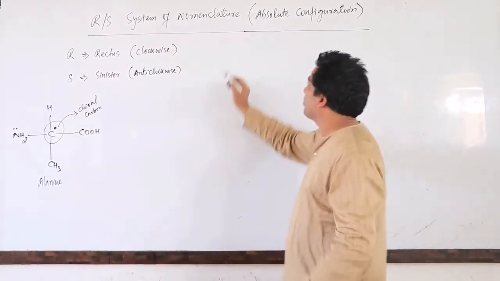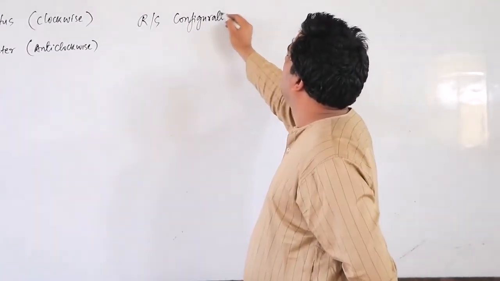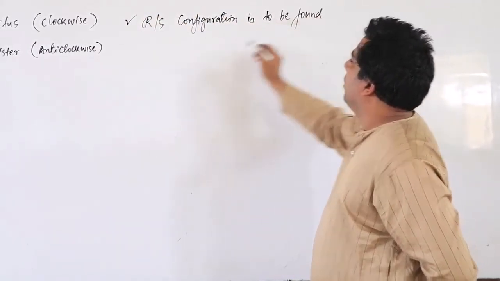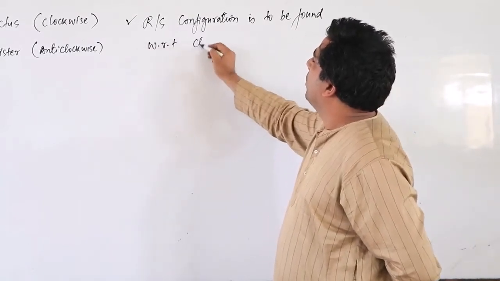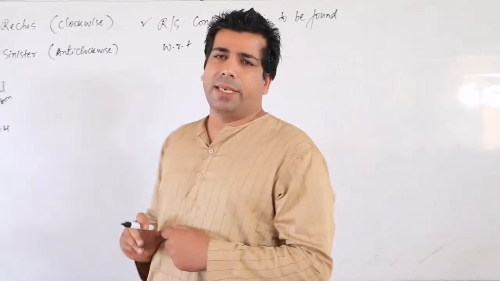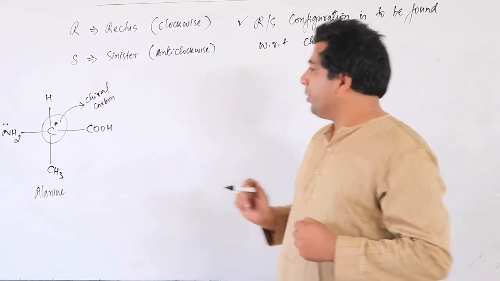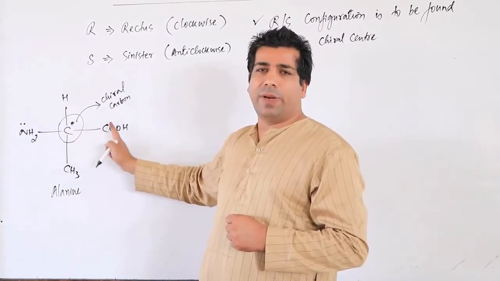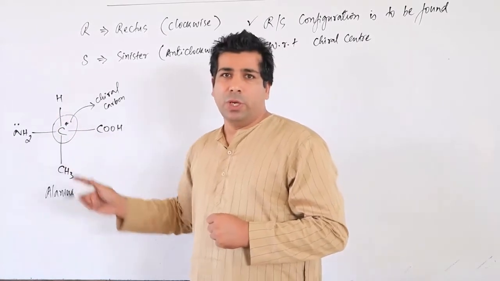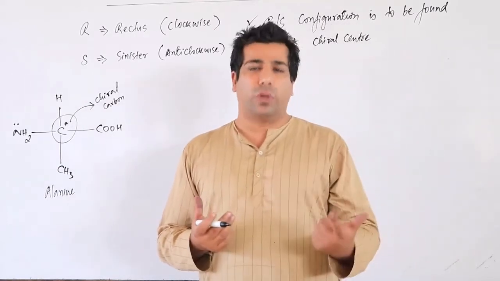So I will write down: RS configuration is to be found with respect to the chiral center. But now, how is it done? Let's understand how it is done. Have a look. You know that this chiral carbon is surrounded by 4 different groups. So we will be giving numbering to these groups, from 1 to 4.